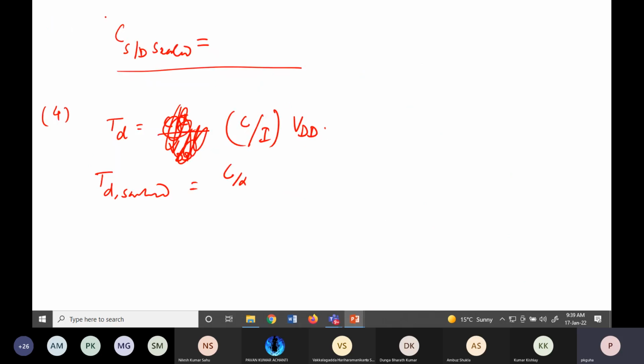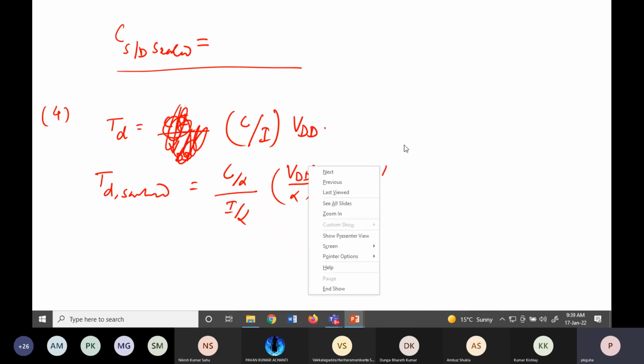Even your source drain capacitance will decrease by the same amount. So this will decrease, current will decrease, and your supply voltage will decrease. So the delay will decrease by alpha amount. Okay, what about power consumption?